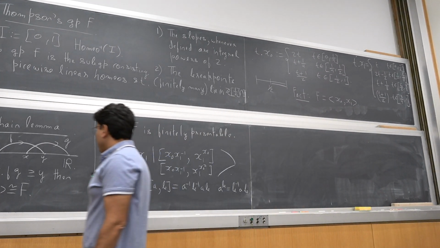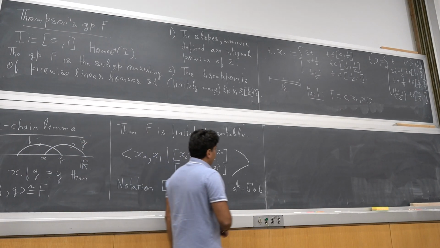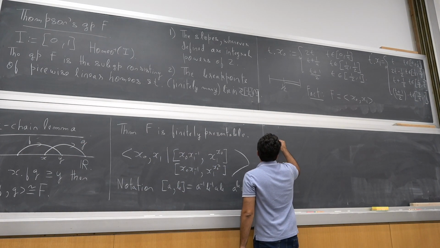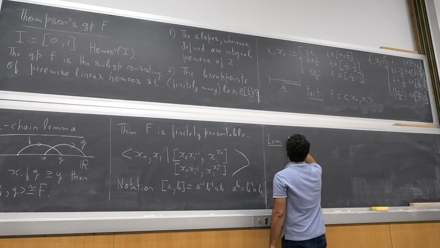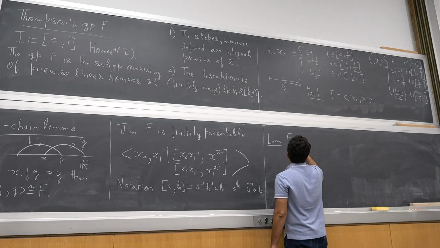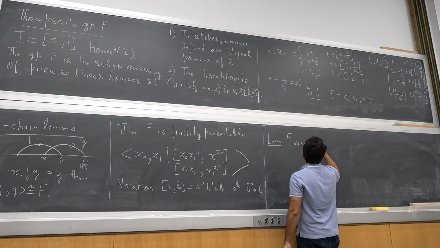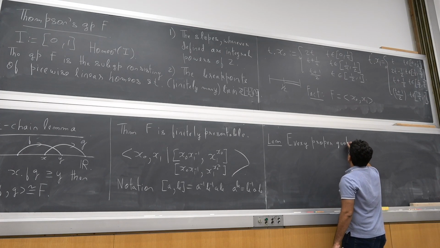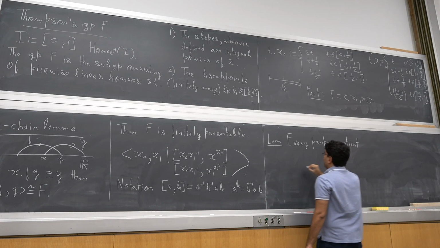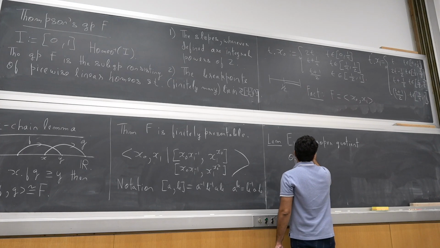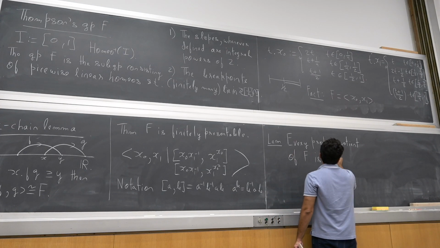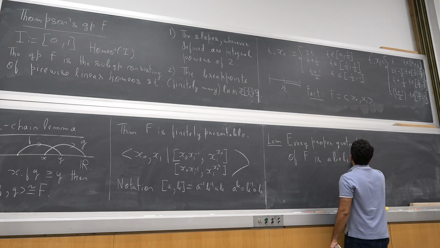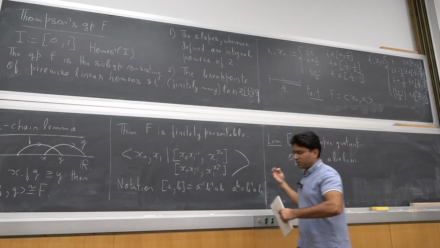And now there is a fact about Thompson's group F that every proper quotient of F is abelian. Okay, so we'll come back to this fact in a moment, but I just want to isolate it at the moment.